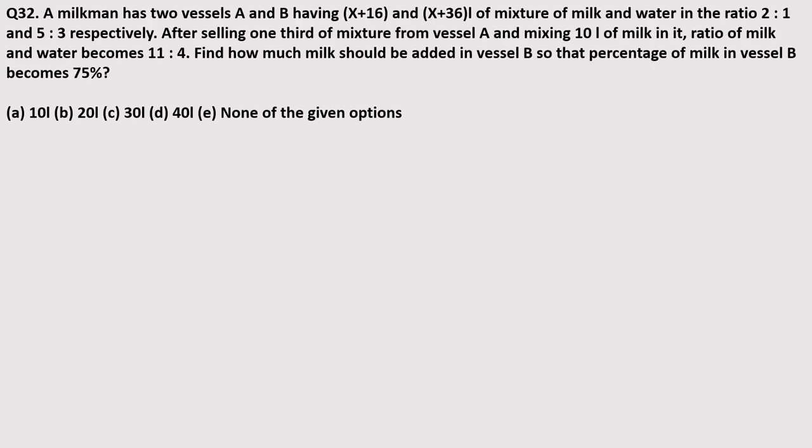Question number 32 says a milkman has two vessels A and B having X plus 16 liters and X plus 36 liters of mixture of milk and water in the ratio 2:1 and 5:3 respectively. After selling one third from vessel A and mixing 10 liters of milk in it, the ratio of milk and water becomes 11:4. Right? Initially it was how much? It was 2:1, and I am adding what? I am adding 10 liters.